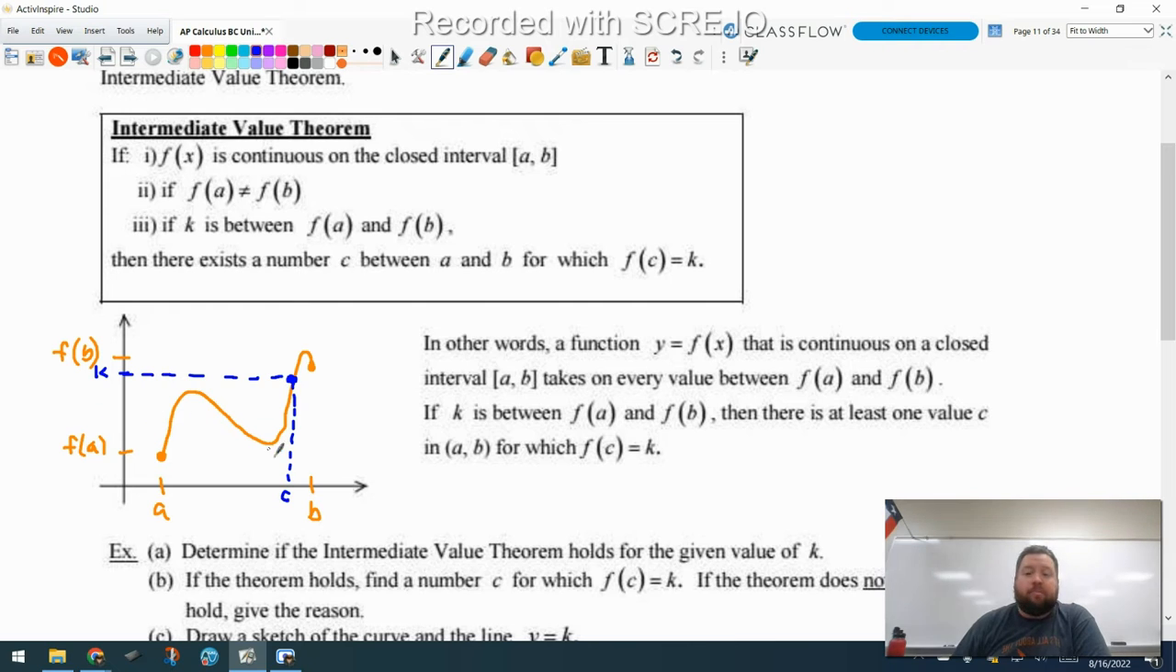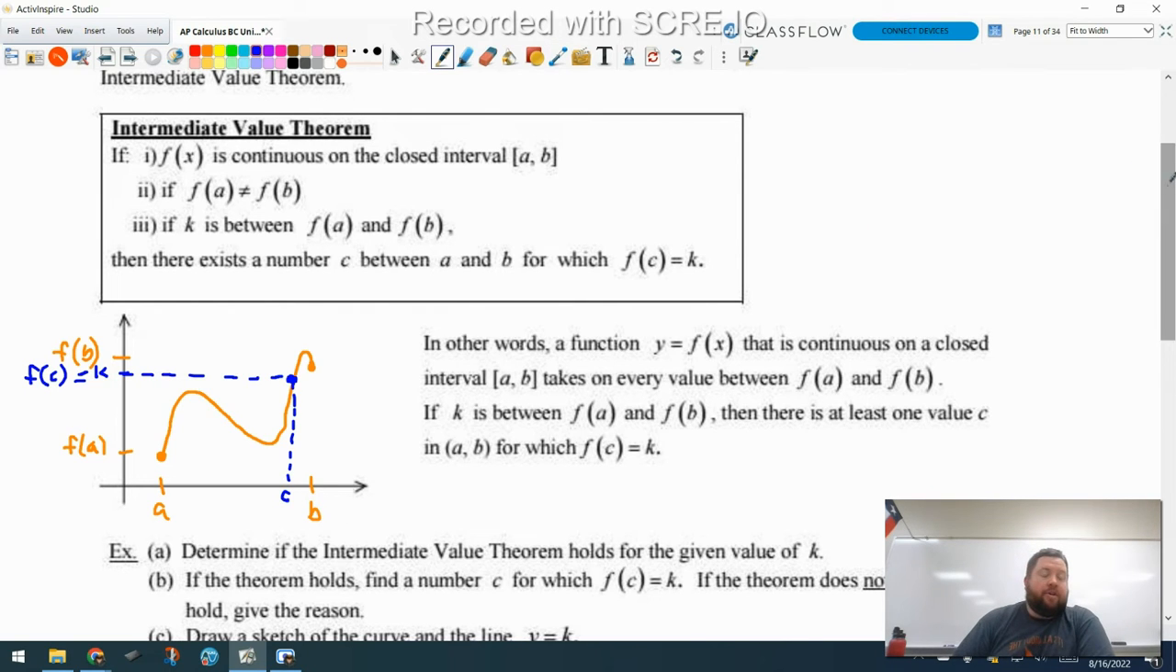Okay, and as I just showed you, there could be more than one C in between the interval, but there must be at least one C value in between your original A and B that corresponds to that K. F of C is equal to K, so K is equal to F of C.